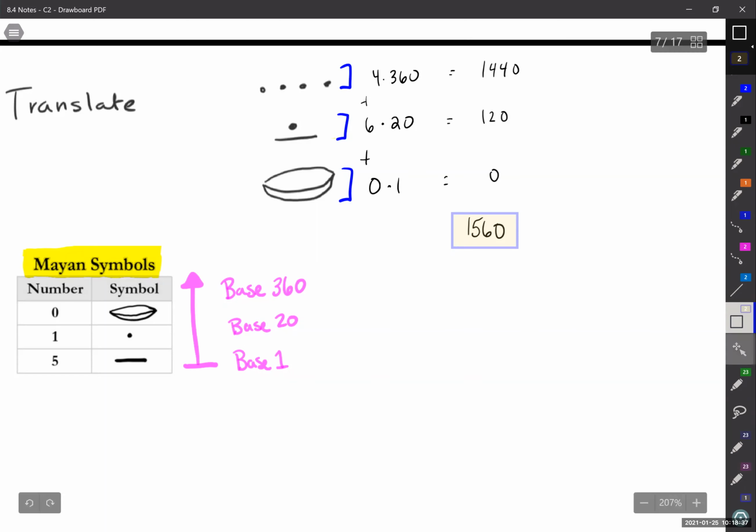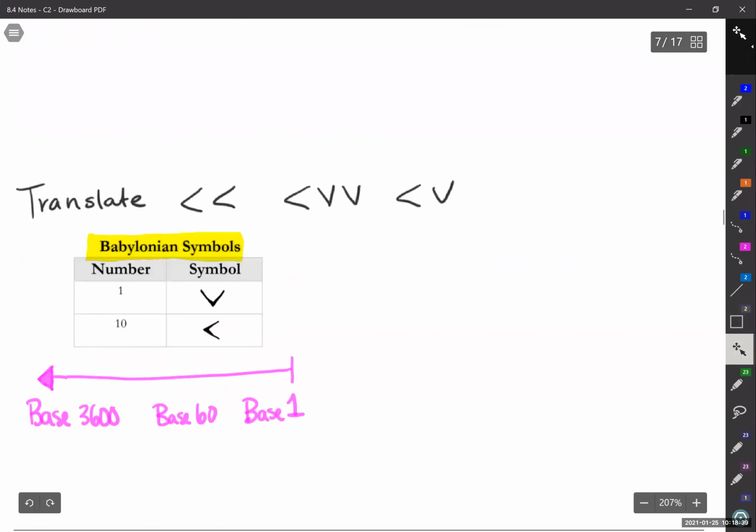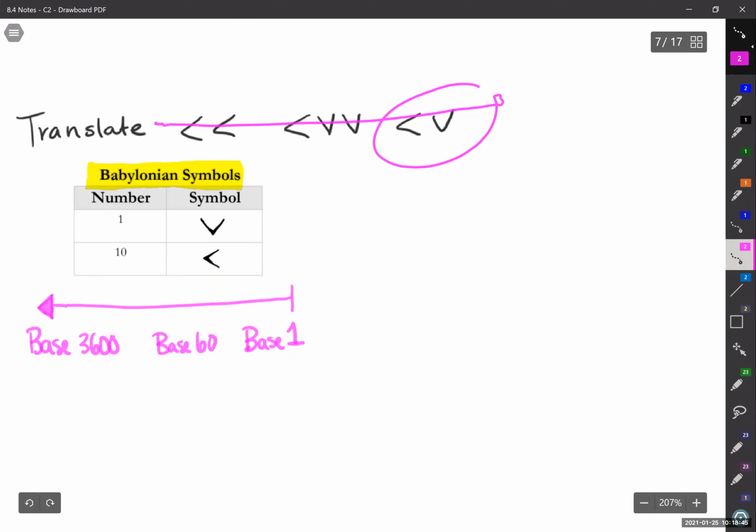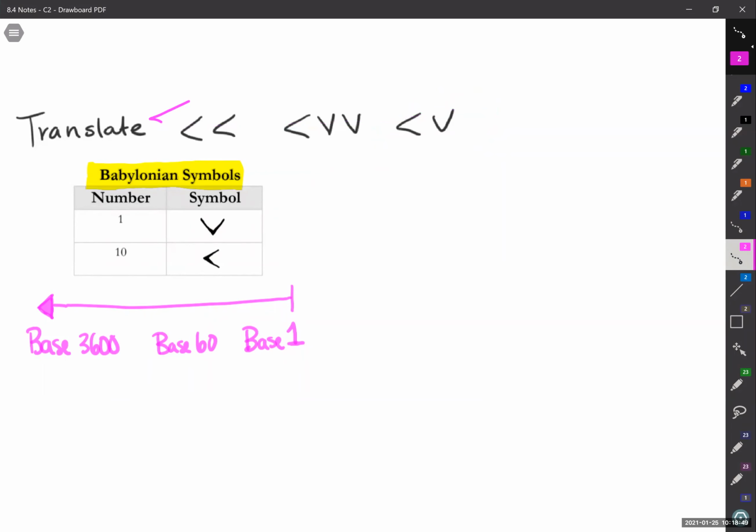So let's turn then to the Babylonian. Remember, the Babylonian, the first base is the one that's farthest to the right, and then the bases increase as they go to the left. So first identify how many groupings we have, translate the symbols, multiply by the implied base.